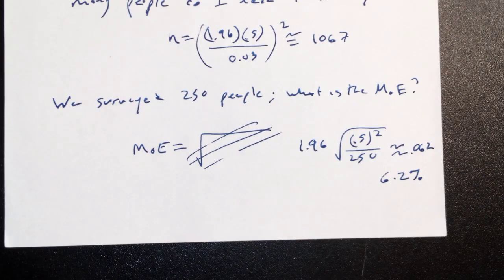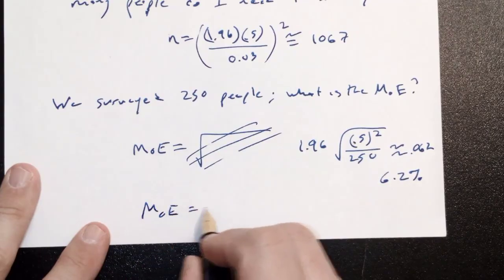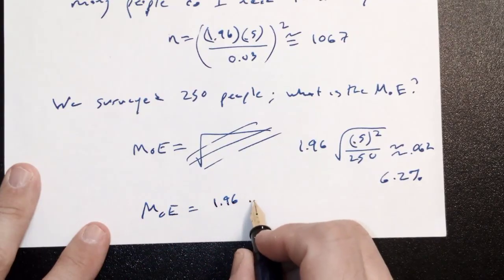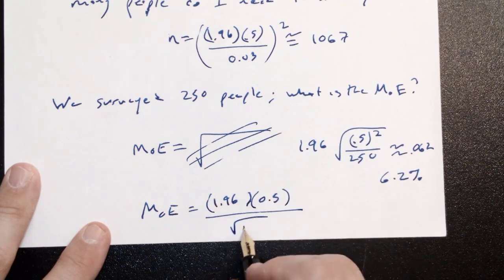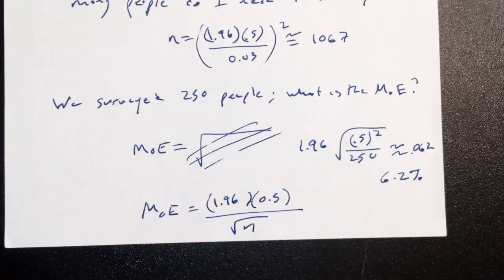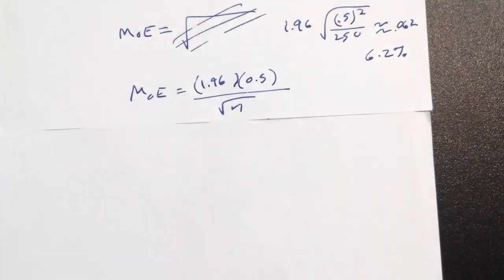Note the 0.5 is squared and then under a square root. So it's also possible to write this margin of error calculation as 1.96 times 0.5 without the square root and just put the square root on the bottom. Because when you take a square root of something squared, the square root and the square cancel each other out. This should end up on your formula sheet.